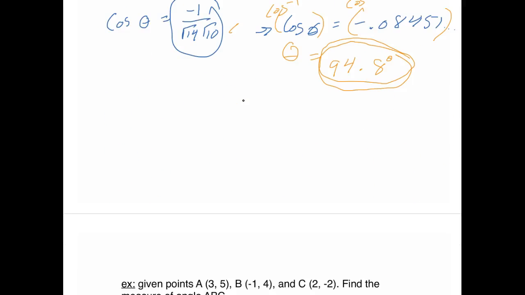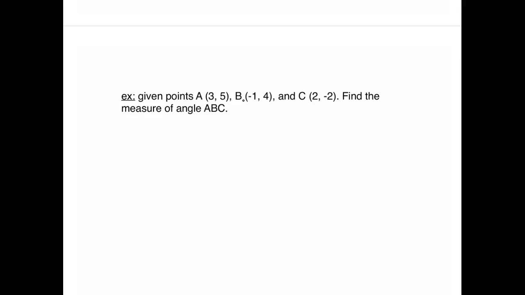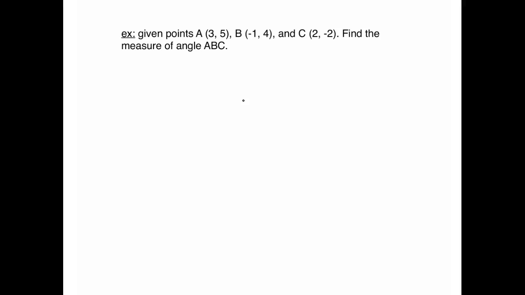So we have one more example to get through, a more complicated version of how to find the angle between two vectors. So right here. Given points A (3, 5), B (-1, 4), and C (2, -2), find the measure of angle ABC. So remember guys, when you remember geometry, when you want to find the measure of an angle and they give you 3 letters, they just mean the middle one. So find the measure of angle B, basically, is what they're asking. I want to find the measure of angle B.